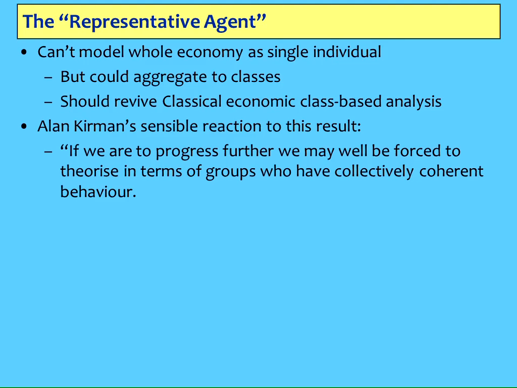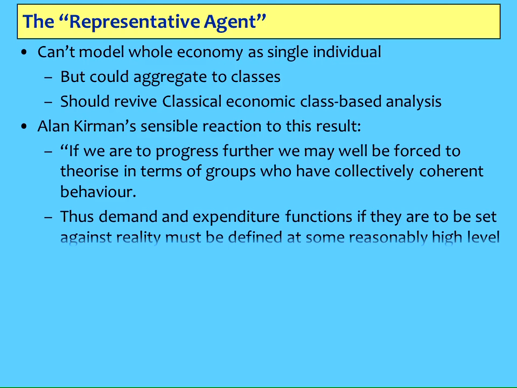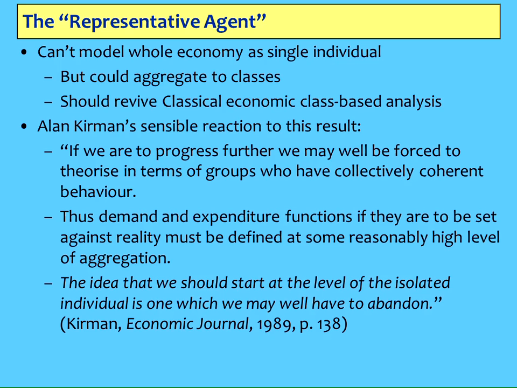He says, if we are to progress further, we may well be forced to theorise in terms of groups that have collectively coherent behaviour. That is talking in terms of social classes. So ironically, even though neoclassical economics was devised to try to destroy the classical school, by properly following through their own logic, it concluded the classical school was right to work in terms of social classes. He says demand and expenditure must be defined at some reasonably high level of aggregation. The idea which starts at the level of the isolated individual is one we may well have to abandon. I wrote that 20 years ago, 20 plus years ago. And he's been a voice in the wilderness all the way through.